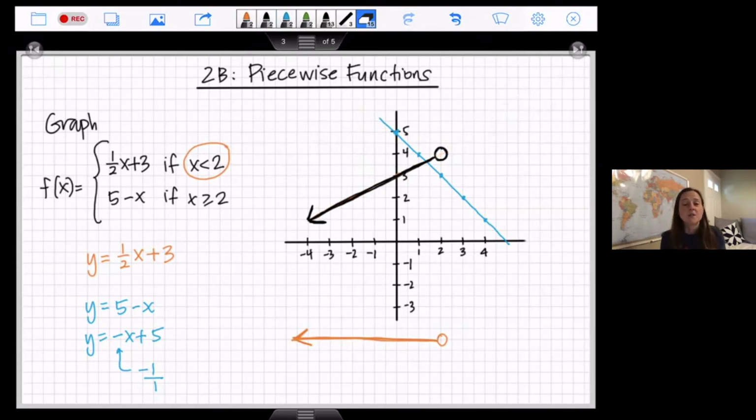All right, so let's do the same thing to the blue line. The blue line was 5 minus x. That one should only be there if x is bigger than or equal to 2. So I'm going to do another phantom number line underneath the graph. So bigger than or equal to 2 means filled in at 2 and to the right.